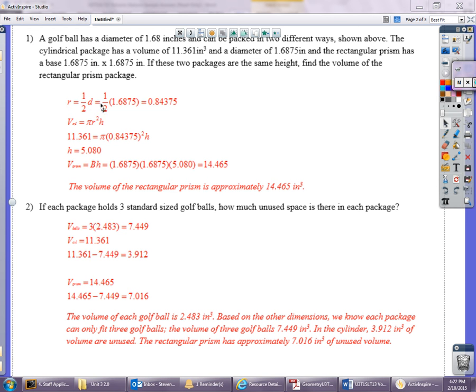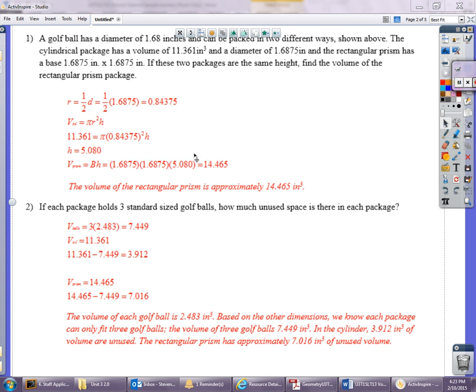Here is finding half of the diameter. So they found the radius of the golf ball is right here. They used the volume formula to find the volume of the cylinder. And this becomes right here, the volume of the cylinder. They already gave you 11.361. They set it equal to an equation without knowing the height. So they found the height is 5.080.